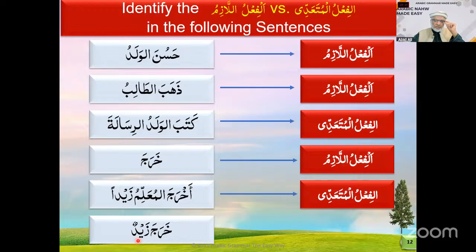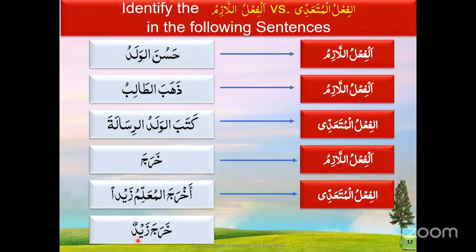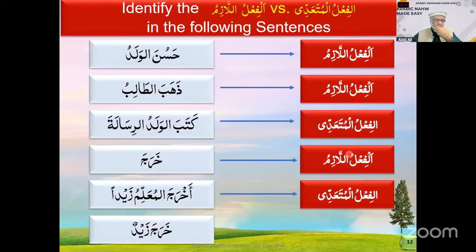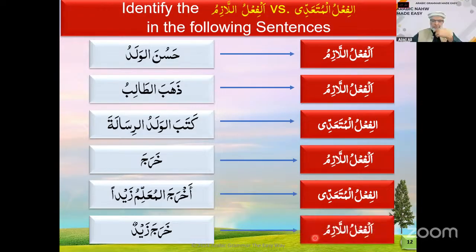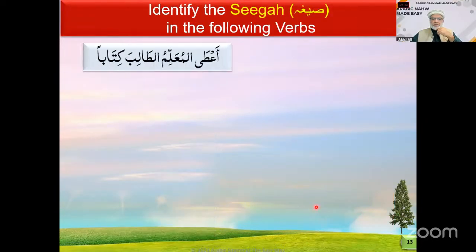And who's the subject? Zaidun. So is it Fi'lul Lazim or Fi'lul Mutaaddi? It is Fi'lul Lazim, mashaAllah. Good, because there is no object here. Okay, very good.